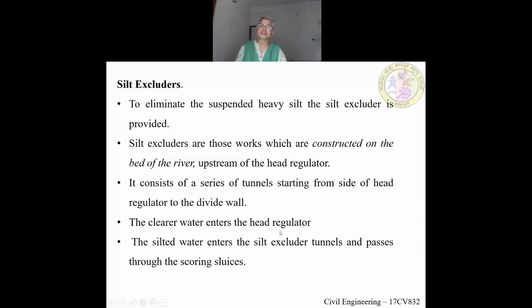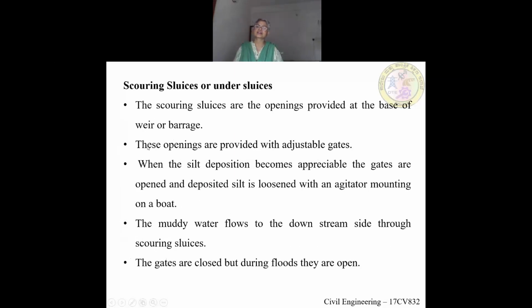The silted water enters into the silt excluder tunnels and passes through the scouring sluices, which are constructed across the barrier wall. The scouring sluices are the openings provided at the base of the weir or barrage. These openings are provided with adjustable gates. When the silt deposition becomes appreciable, the gates are opened and the deposited silt is loosened.